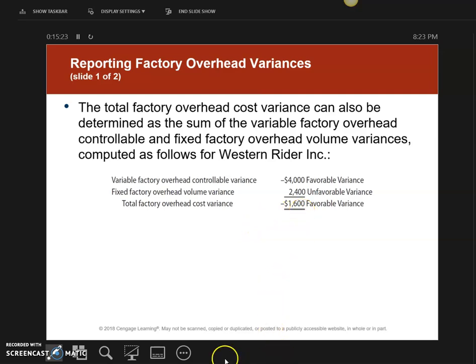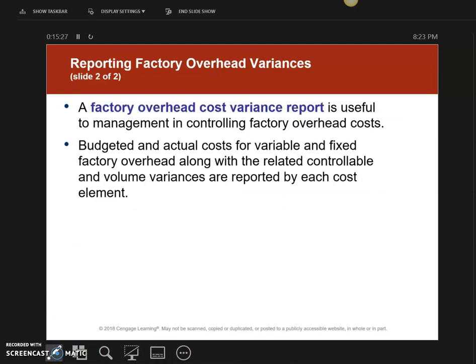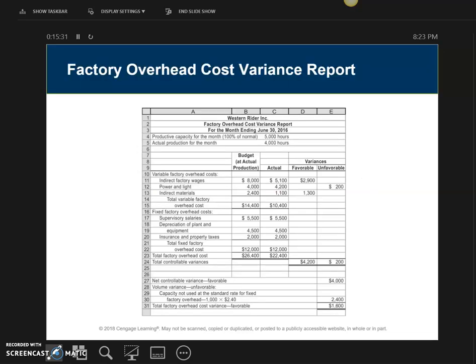And so I actually have a little report. On my next slide, we're going to have a variance cost report that helps us. And here's what it looks like. Here's my budgeted at actual productions. These are the dollar amounts.